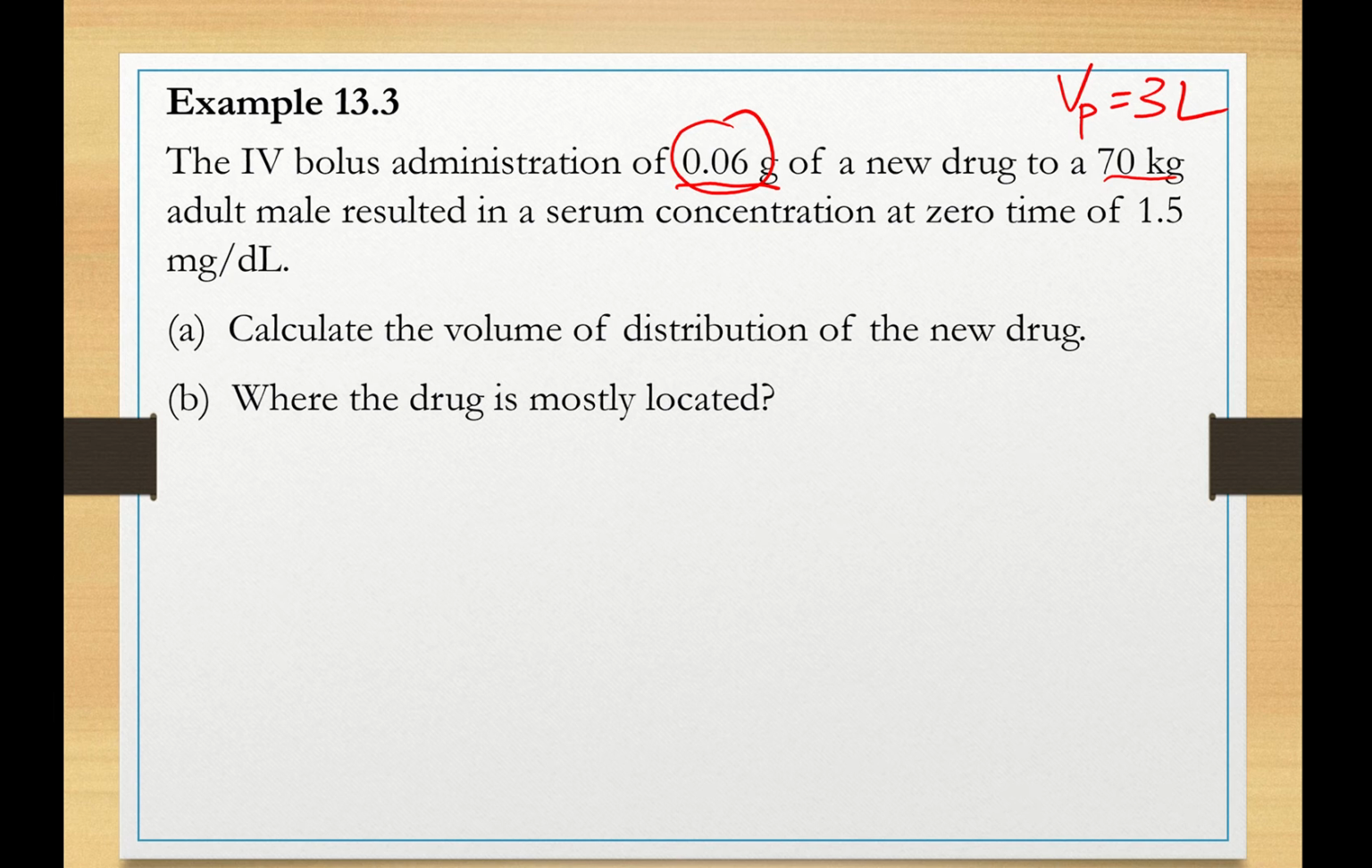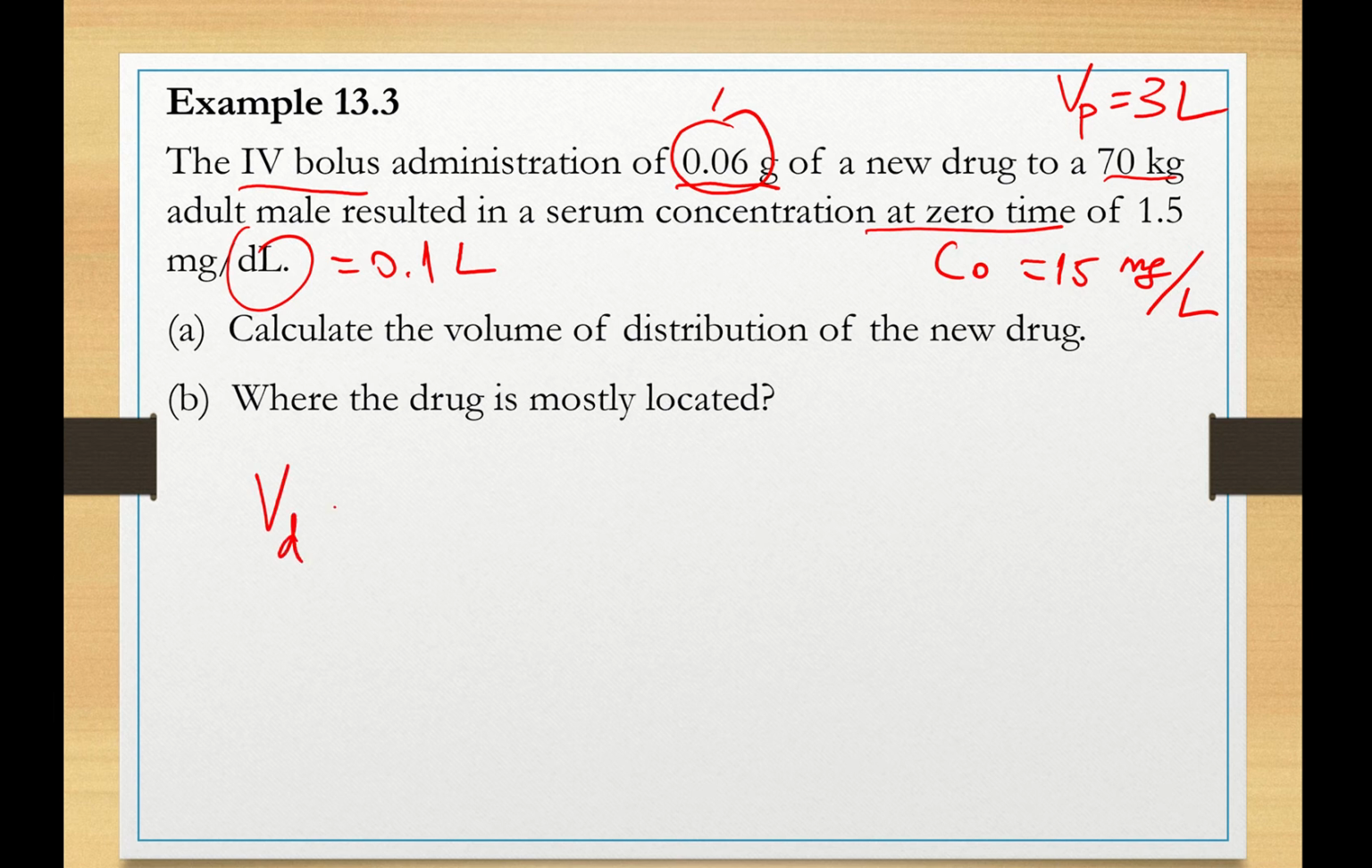And it resulted in a serum concentration at 0 time, so this must be C0, and that was 1.5 milligrams per DL. So that is basically 15 milligrams per liter. DL is 0.1 liter. Okay. Calculate the volume of distribution of the new drug. So we're going to start, since we have the IV bolus, I'm going to use this equation here. VD is equal to IV dose over the C0.